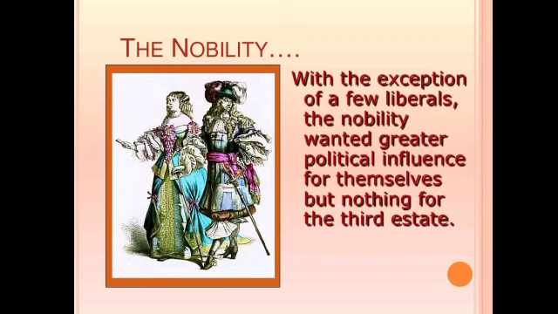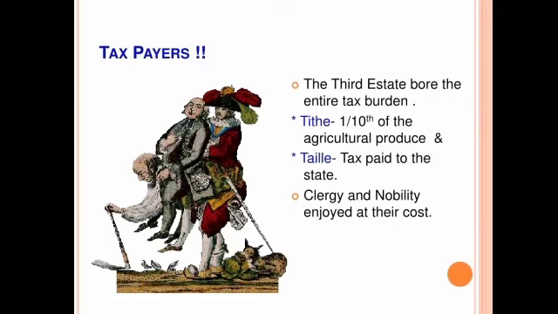Peasants were obliged to render services to the lords, to work in his house and fields, to serve in the army, or to participate in building roads. The church too extracted its share of taxes called tithes from the peasants. And finally, all members of the third estate had to pay taxes to the state.